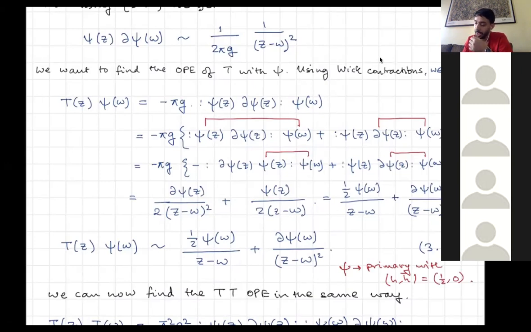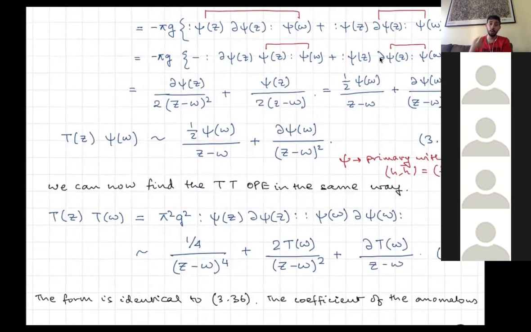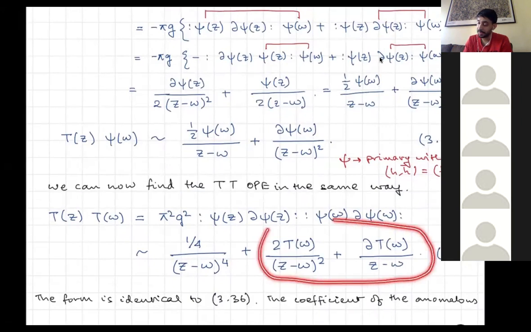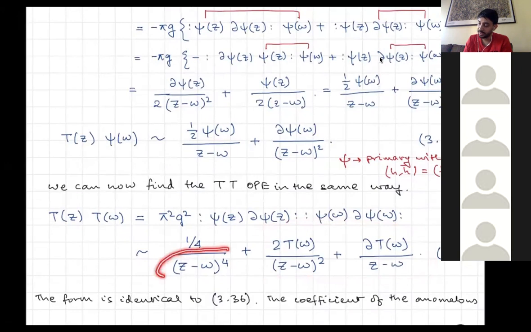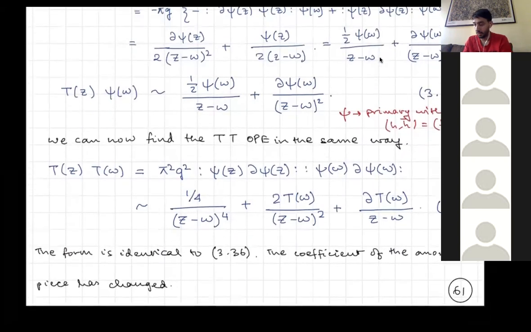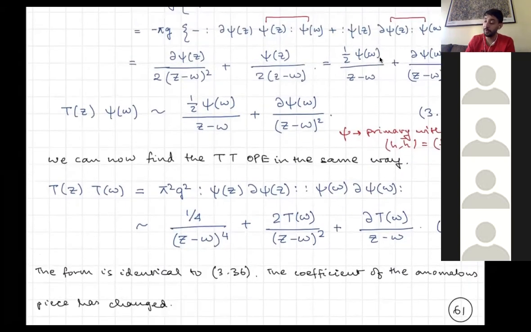Now you can find out the TT OPE in the same way. If you find out the TT OPE, what you're going to get is this part stays the same as before, but you have something which is again a 1 over (z minus omega) to the power 4, but the number that you had out here, which was half before, has turned out to be 1/4. So this is identical to the equation that you had before, but the coefficient of the anomaly piece has now changed.